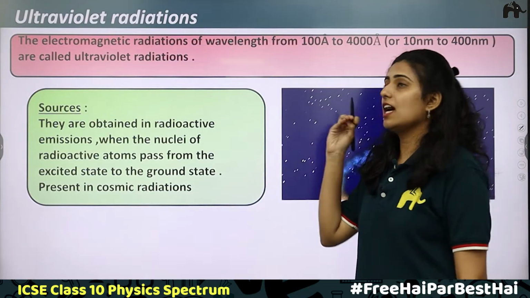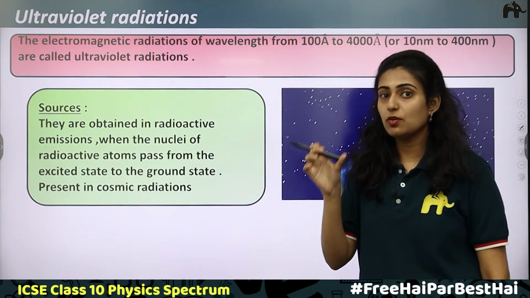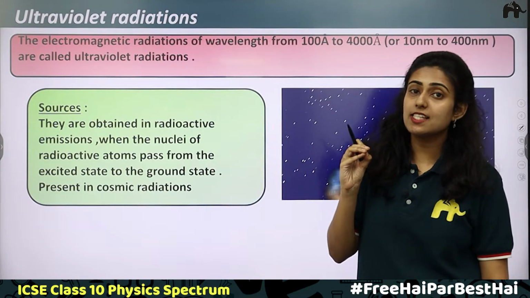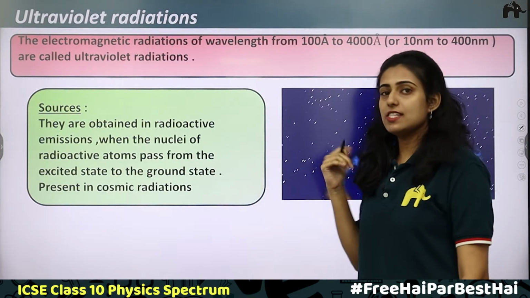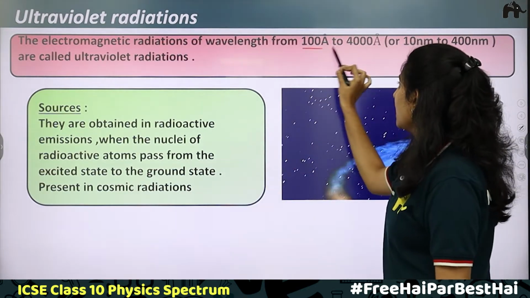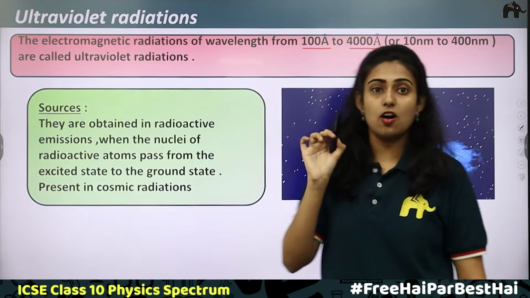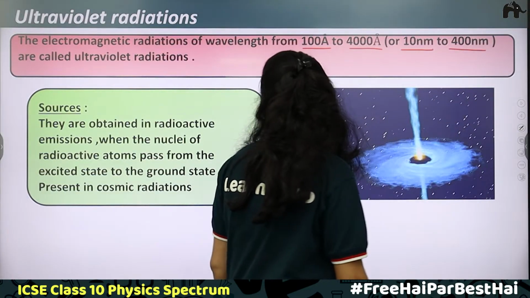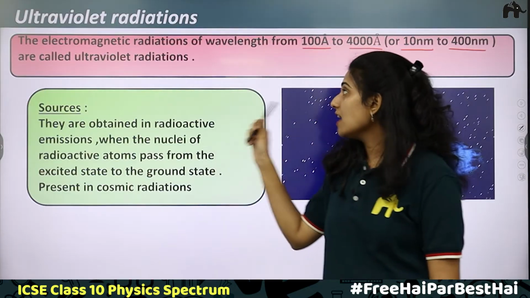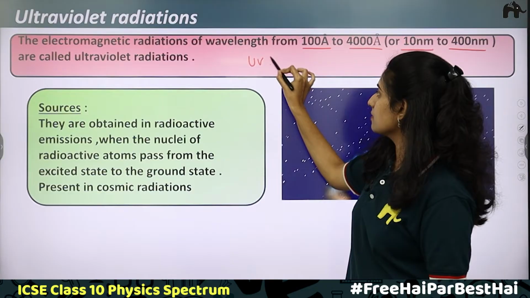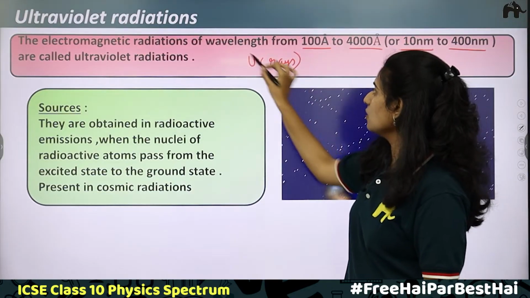We know just below the violet light you have a radiation which we call the ultraviolet radiation, whose wavelength is less than that of visible light and the frequency will be higher. So electromagnetic radiation of wavelength from 100 angstrom to 400 angstrom, or 10 nanometer to 400 nanometer, are called the ultraviolet radiations. These are also called UV rays.